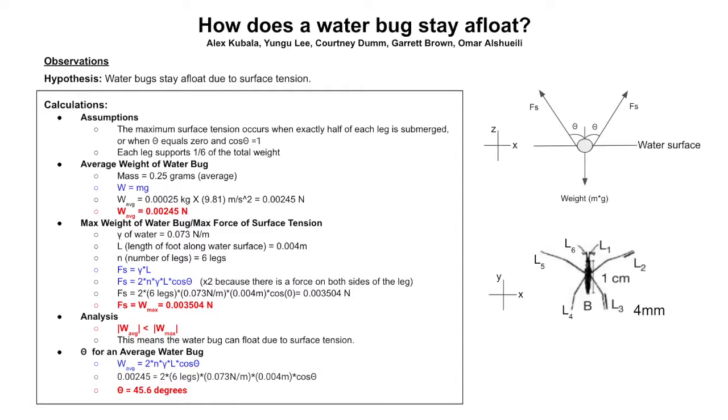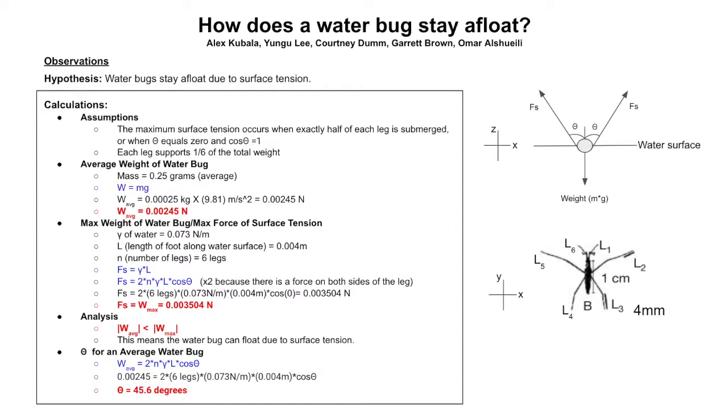Our first calculation was the average weight of a water bug. We found that the average mass of a water bug was 0.25 grams. Since weight is equal to mass times the gravitational acceleration, after solving, we found that the average weight of a water bug is 0.00245 newtons. This is the force acting downward on the bug as seen in our free body diagram.